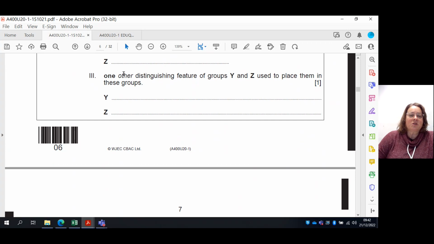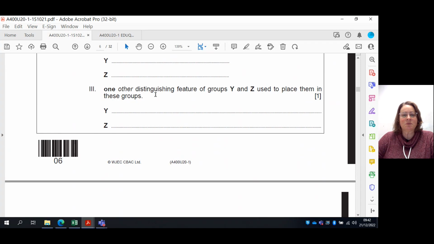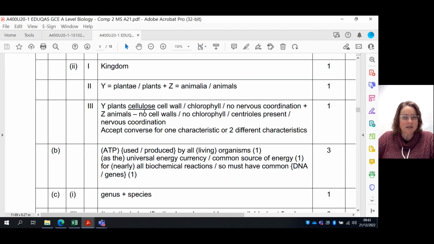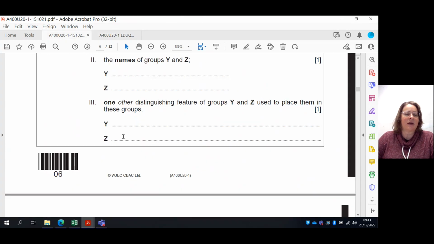Okay, again, the word other: one other distinguishing feature of groups Y and Z used to place them in these groups. So why are Y and Z placed in these groups? For other reasons. If you're thinking about it, why is a plant a plant? A plant is a plant because it's got chloroplast, because it's got cell walls made of cellulose, because it's got a permanent vacuole, whatever defines why it is a plant.